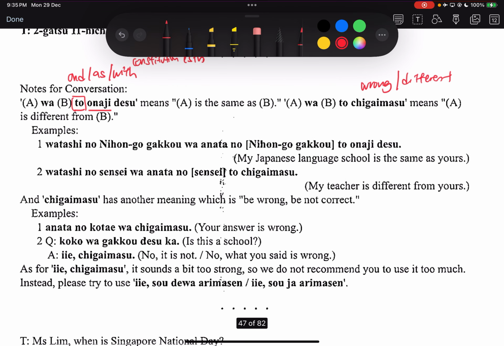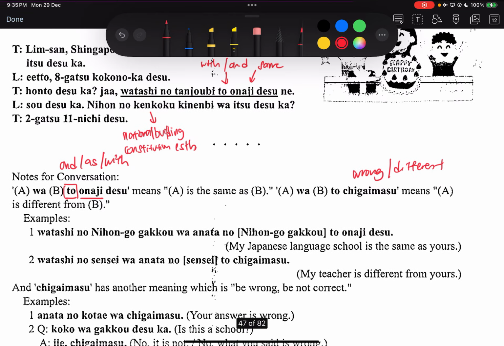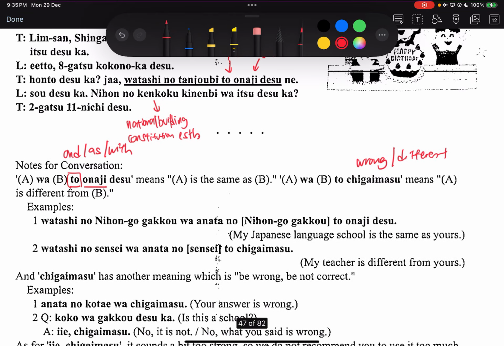Okay, let's see the example first. Number 1. Watashi no tanjobi to onaji. Why can't you say tanjobi mo? Because that's also right. We can say watashi no tanjobi mo onaji desu ne. In that case you're saying it is the same day as my birthday. I would say both can be used.